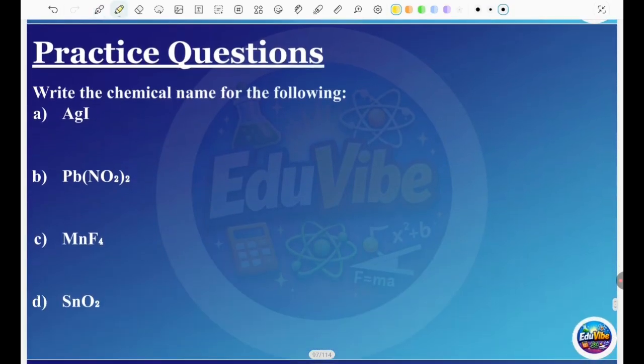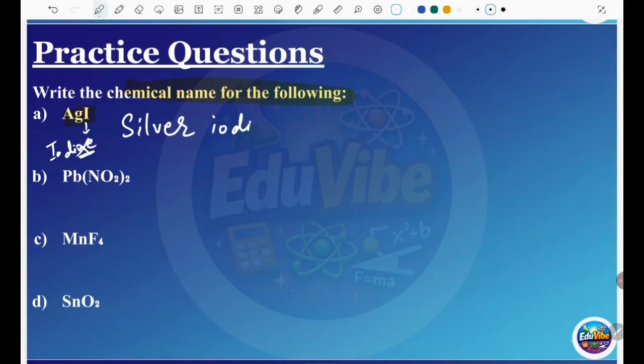Next, we have to do some chemical naming of the following compounds. First we have AgI. How can we name that? AgI means Ag is silver, and there is no prefix like one or two. And I is iodine in your periodic table, but in this case we drop the -ine and convert it to -ide, which gives iodide. So it is silver iodide.